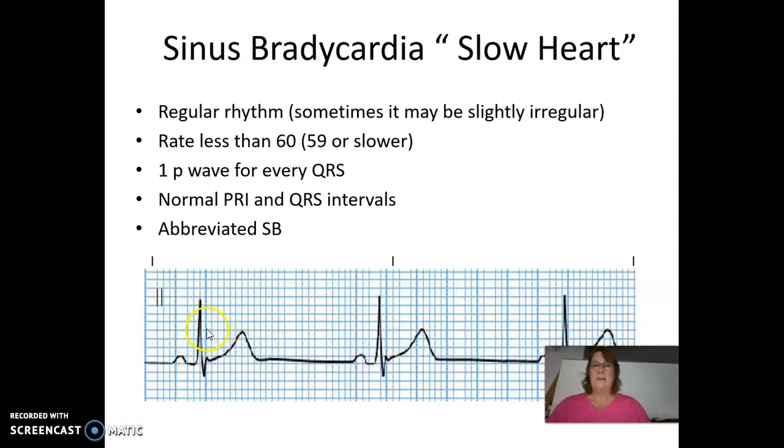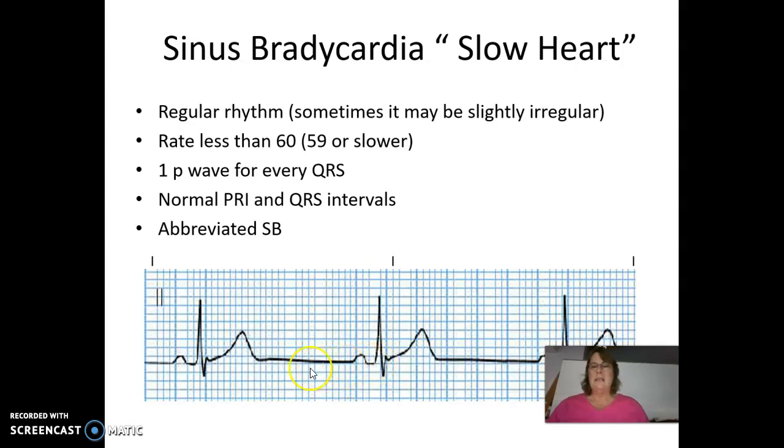So in this example here, in my 6-second strip, I have R to R is regular. My rate is only 30. I have a P wave for each and every QRS. My PR interval looks like it is 1, 2, 3, just a hair over 3 boxes. So 0.12, 0.14. QRS looks like it is about 2 boxes, so 0.08.